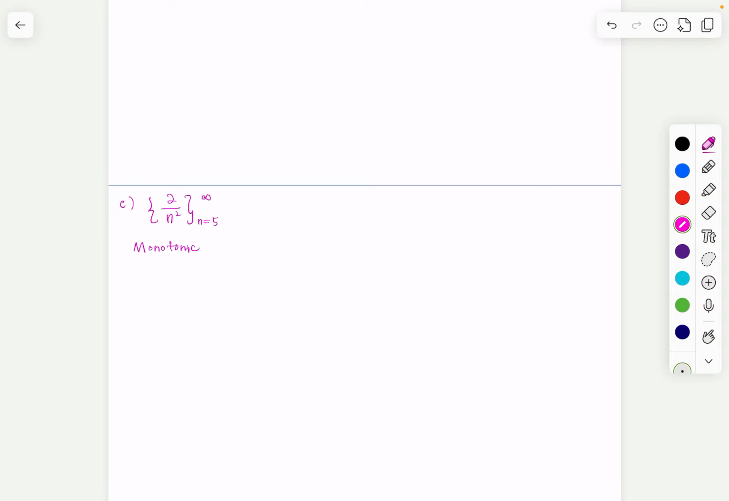Okay, so you might want to try to expand it for a few terms. The first term starts with n equals 5, then you get 2 over 25, then 2 over 36, 2 over 49, and so on. Or I can write it in decimal because it is easier for you to recognize which one is bigger, which one is smaller, and so on.